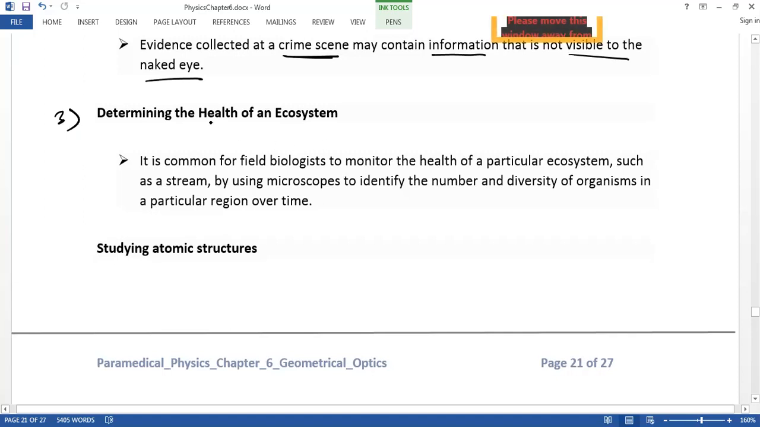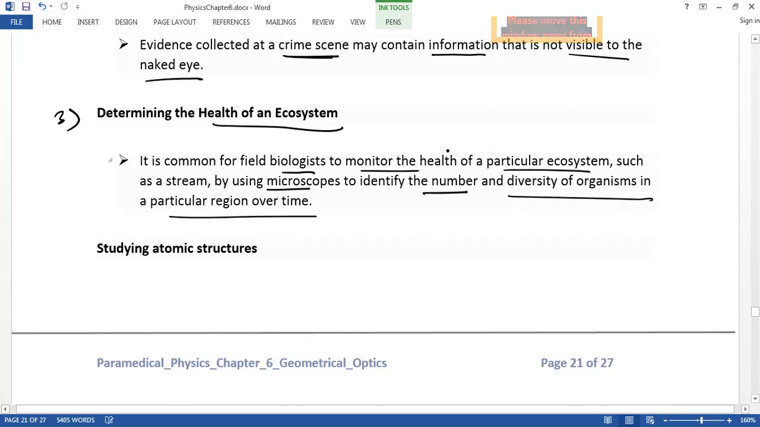determine the health of an ecosystem. It is common for biologists to monitor the health of ecosystems, particularly ecosystems such as streams, by using a microscope to identify the numbers and diversity of organisms in a particular region. By using a microscope, we can measure the number of organisms and diversity in the particular region over a period of time.